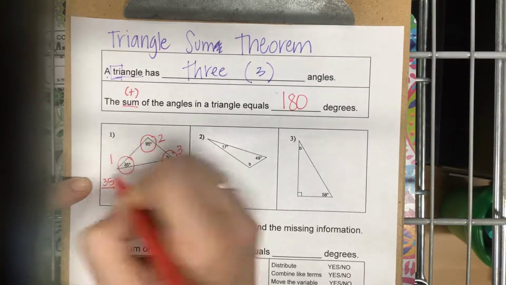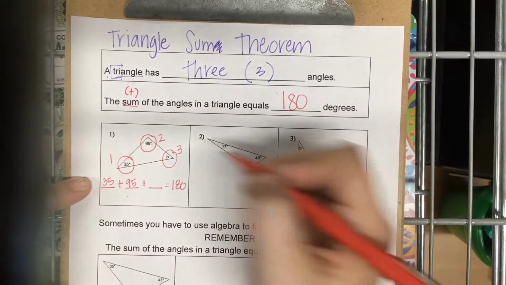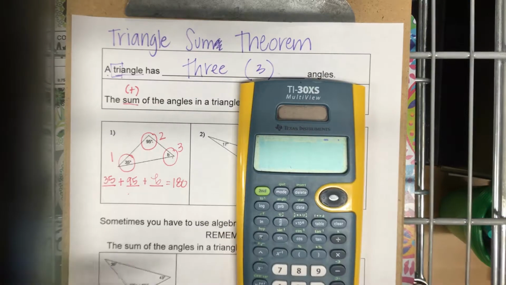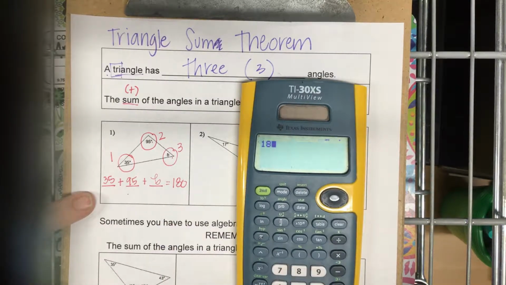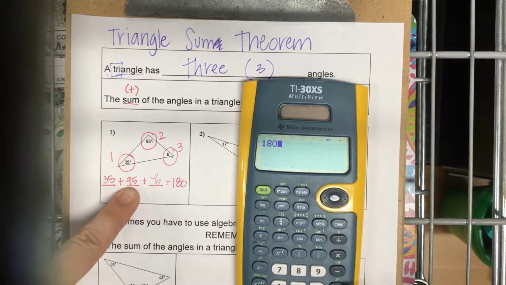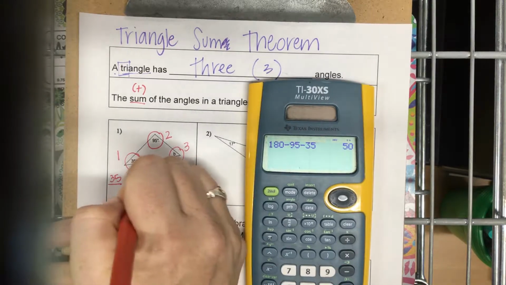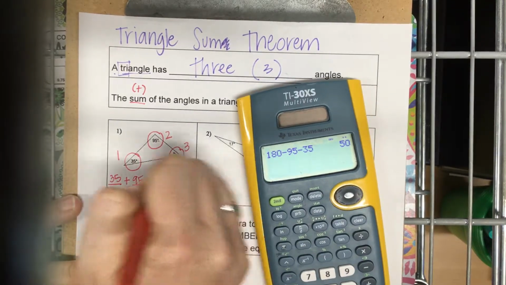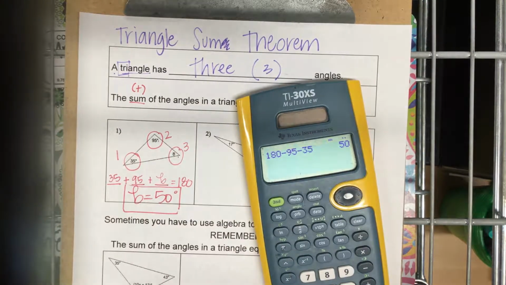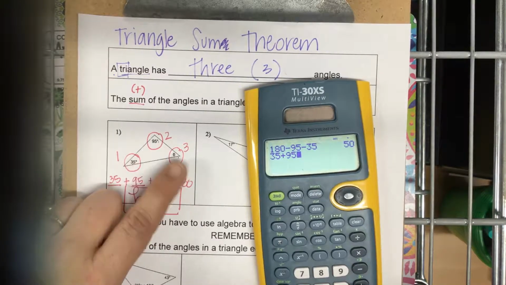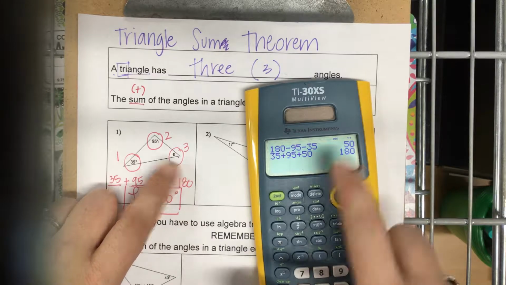35, 95, and this angle is unknown, it's angle B. I'm going to use some algebra, I'm going to use inverse operations to solve. So if I start with 180 and work backwards, the opposite of plus 95 is minus 95 and minus 35. So my B value is 50 degrees. This angle right here is 50 degrees. And I can check it by saying 35 plus 95 plus 50 equals 180.